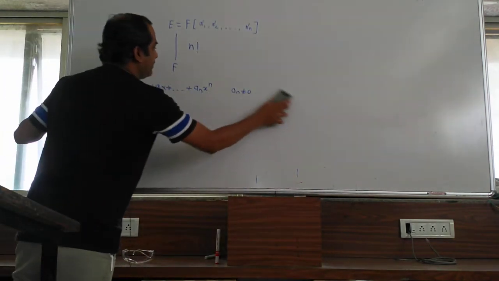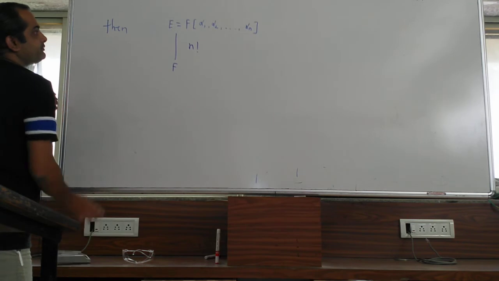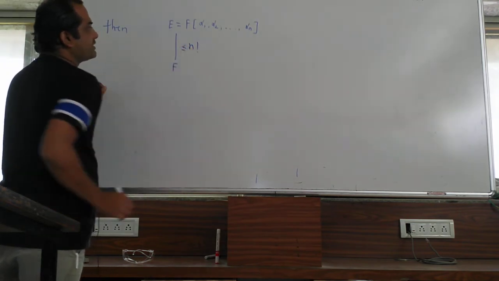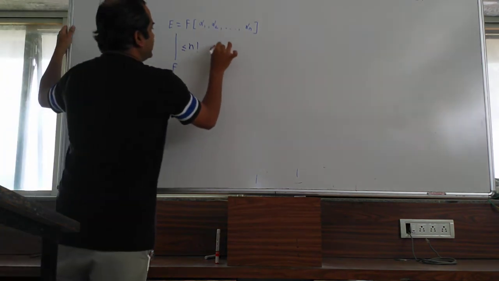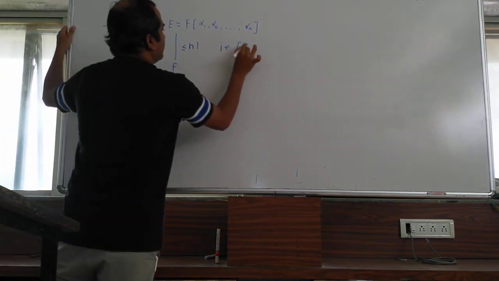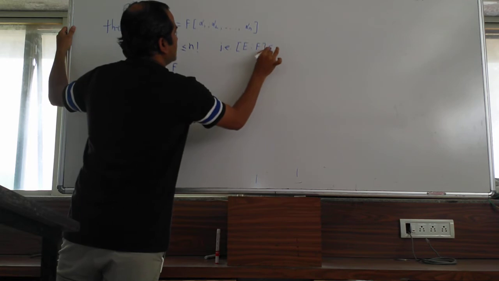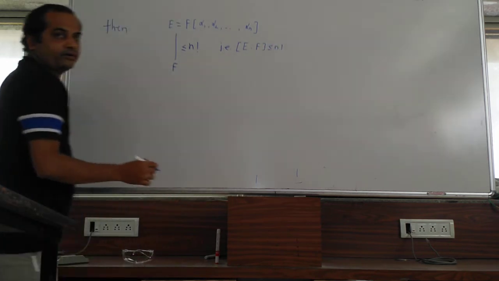Let's see how it works. So this degree of extension is less than or equal to n factorial. That is the upper bound. That is, the degree of extension of e over f is less than or equal to n factorial.